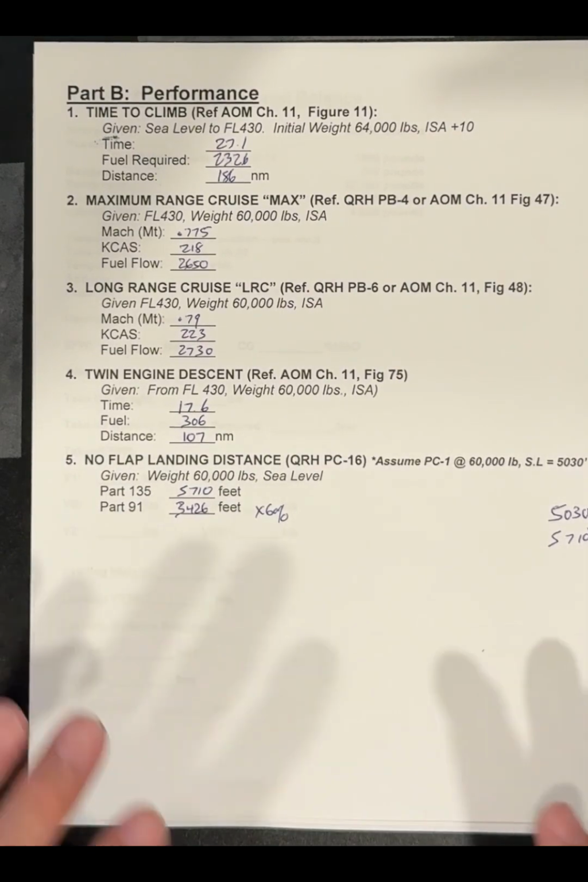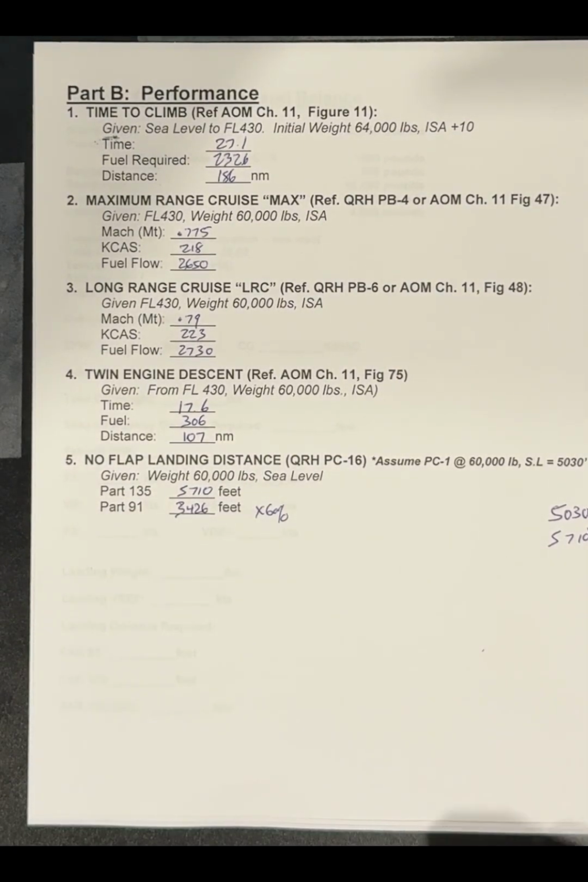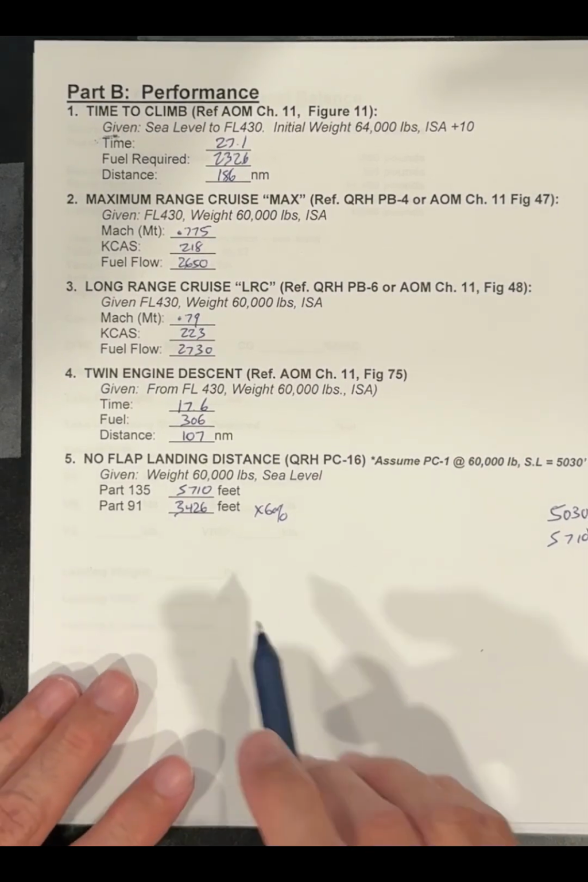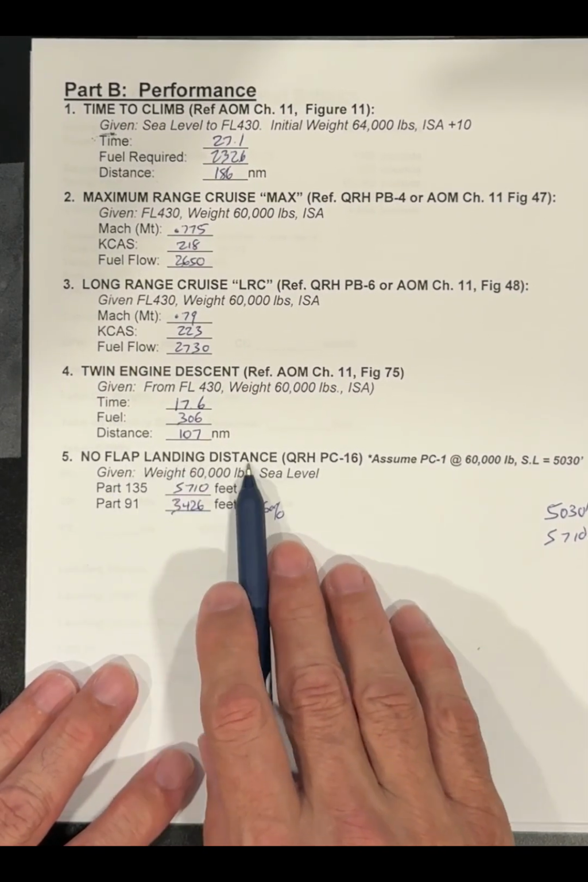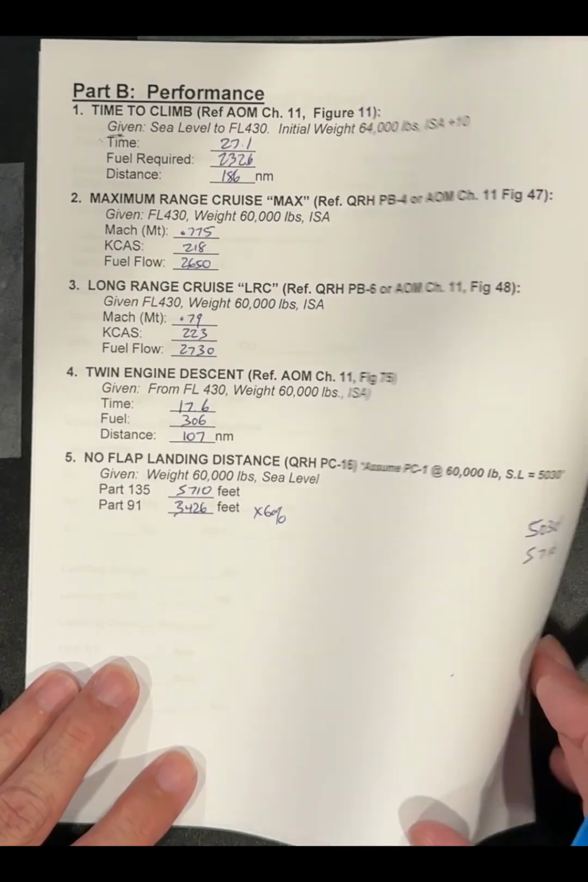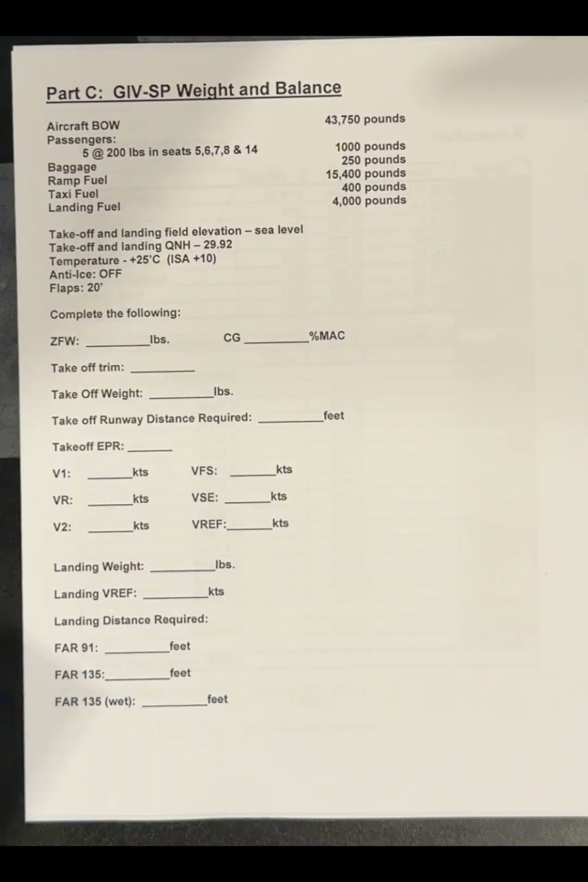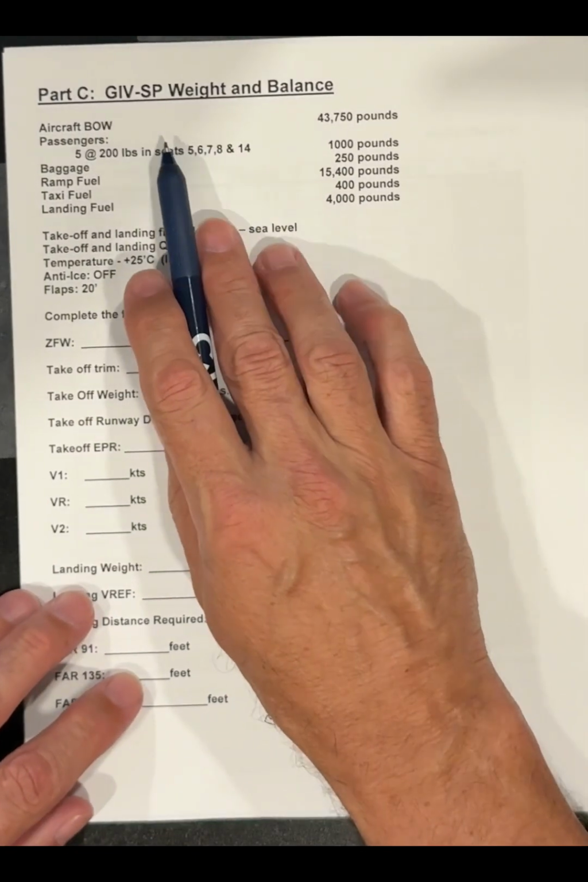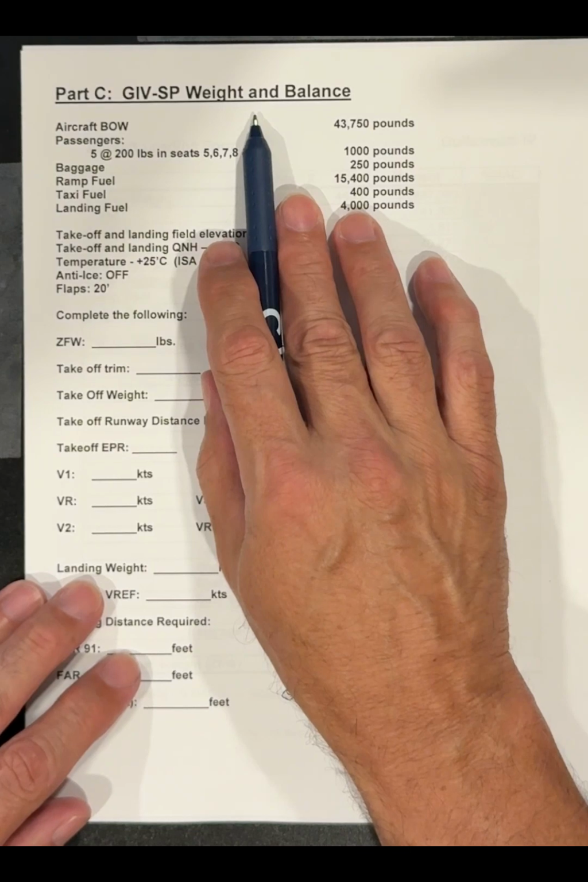So all you have to do is take that factored number and multiply it by 60%. Now we're going to be doing Part 135 dry and wet and 91 stuff a little later on. But for now, that's how you're going to figure out the no flap landing distance and complete this performance form. All right? So we're done with performance. Now we move on to the weight and balance.